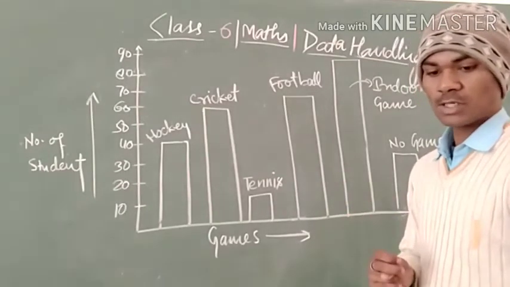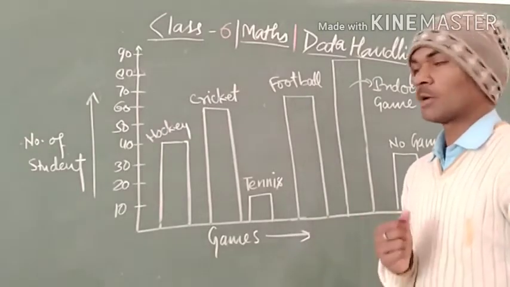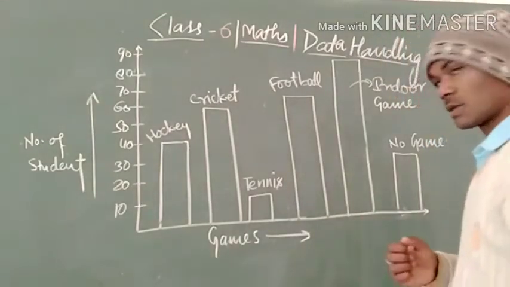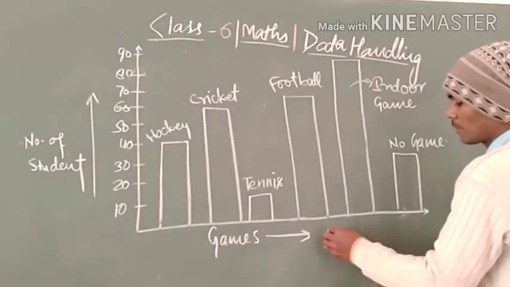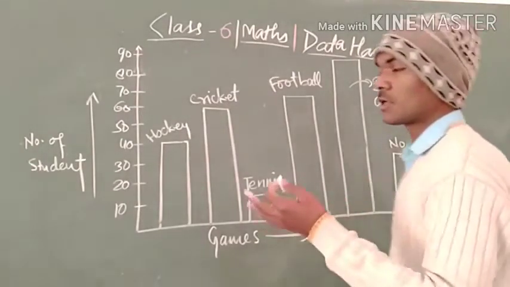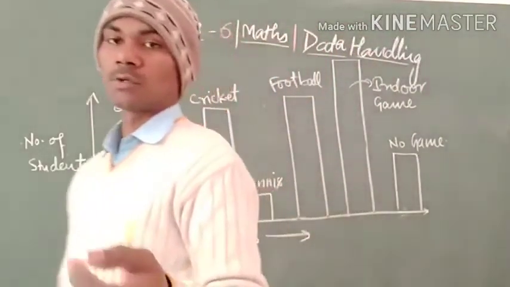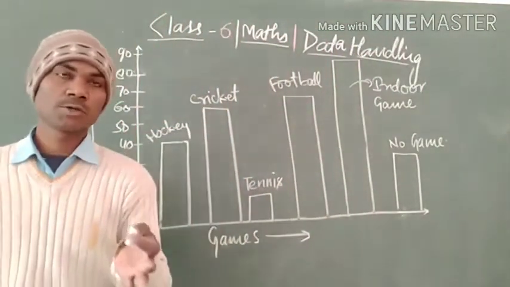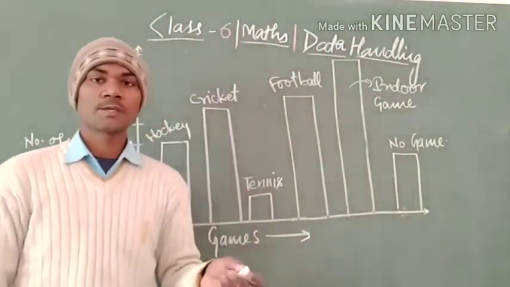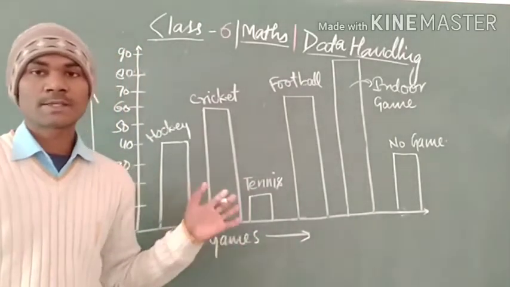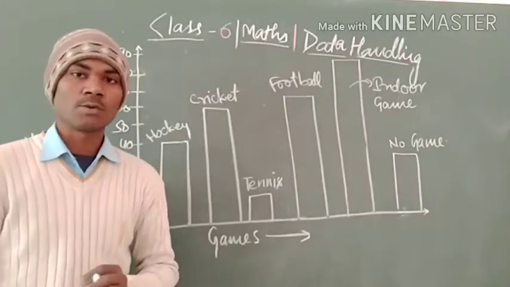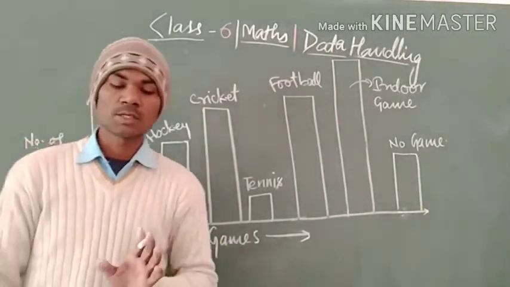The first question is, what is the graph about? The first question is simple, that is, what is the graph about? Means what information the graph shows. As I recently told you, the graph represents various types of game liked by a certain number of students. So this is the first answer.